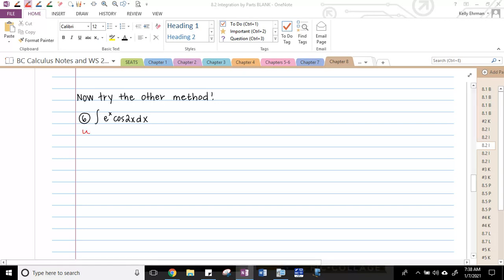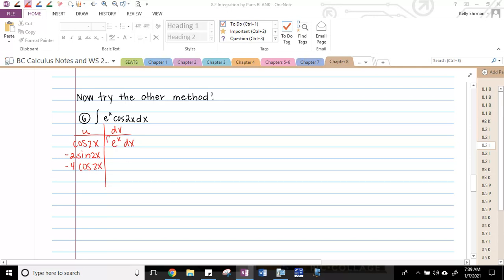All right. So using my tabular method, u and dv. U has to be the trig, and dv has to be the e to the x dx. I'm going to take derivatives until I get back a cosine of 2x, which should happen on the third line here. So the derivative of cosine of 2x is negative 2 sine of 2x. And then the derivative of that becomes negative 4 cosine of 2x. So we got back there, so we're done.